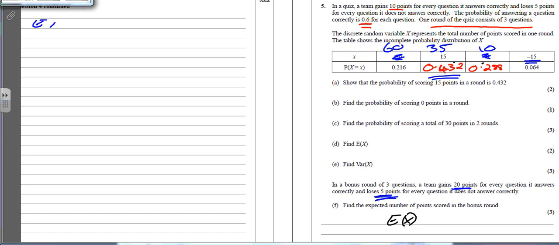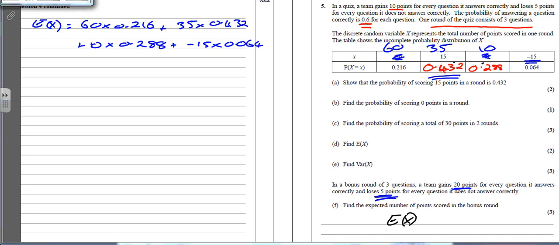So the expected value of X is going to be 60 times 0.216, plus 35 times 0.432, plus 10 lots of 0.288, plus minus 15 times 0.064. You type that all into your calculator, and in doing so you get the nice answer of 30. So again, it's all about understanding what the question's asking you in this type of question.